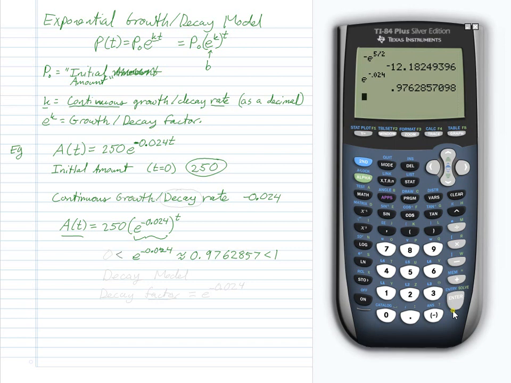In other words, our base for this exponential function is less than 1. It happens to be greater than 0, it always will be, but what I take away from this is that this is a decay model. This function will be decreasing. So our continuous growth or decay rate is a decay rate. And our decay factor is that value, e to the negative 0.024.